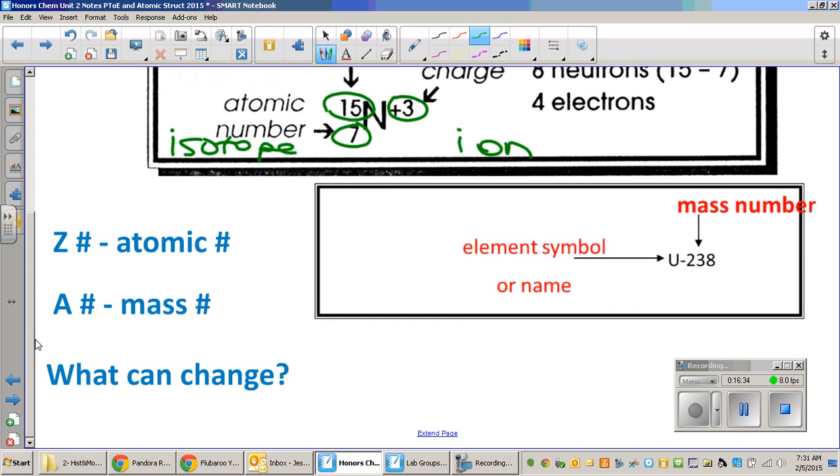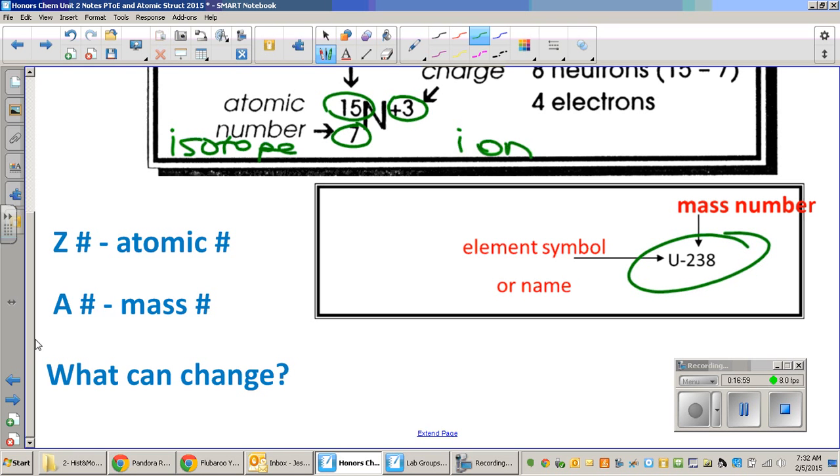There's a second way to note isotopes, though. This one's really small, but that's uranium-238. So uranium-238, what do you think that 238 is standing for? Mass, right? Find uranium on the periodic table. It's towards the bottom. Find it. What atomic number is it? 92. Good job. So I can write it like this.